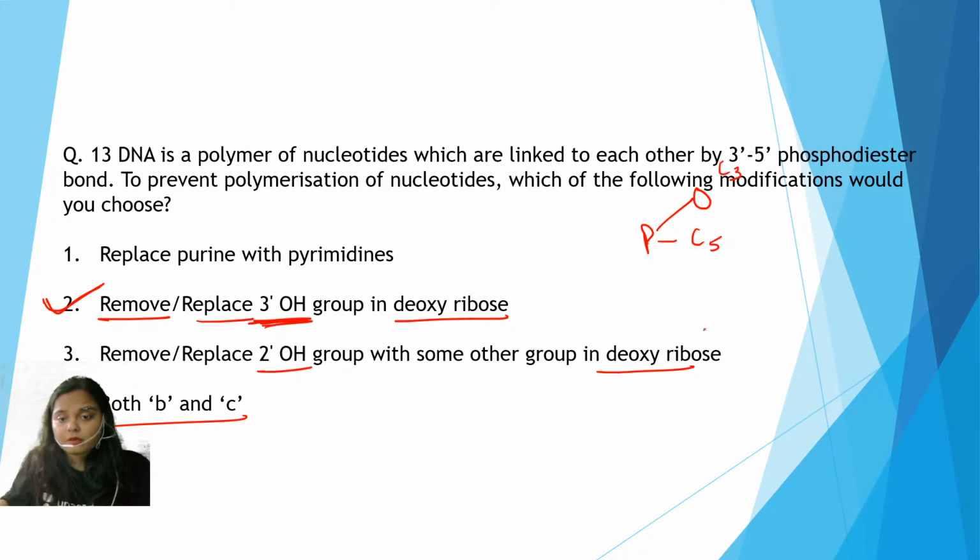Option number 3 is absolutely wrong. The second OH group is already absent in deoxyribose, right? That's the difference between ribose and deoxyribose. So the third option is already wrong. Option number 2 is the right answer.